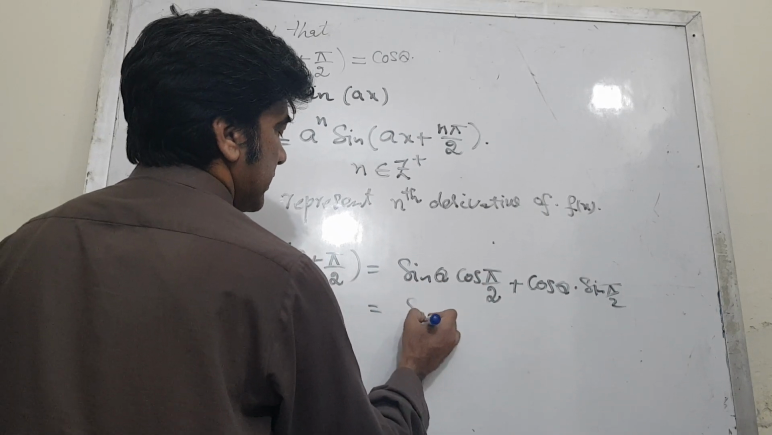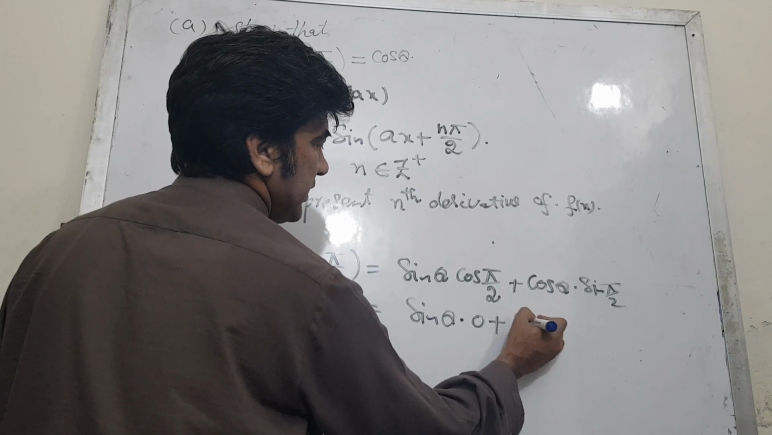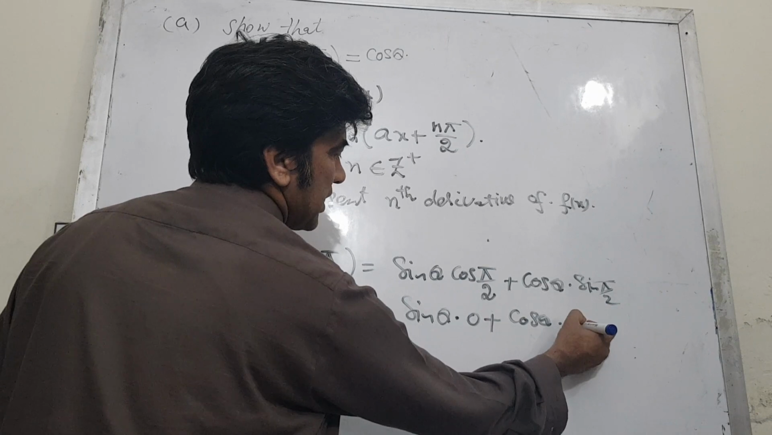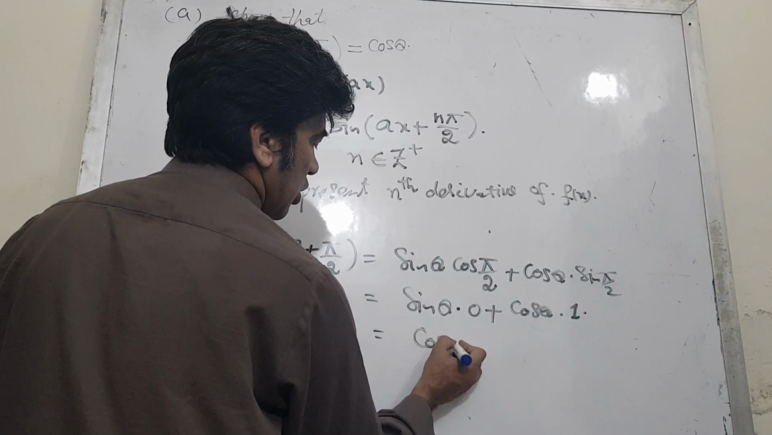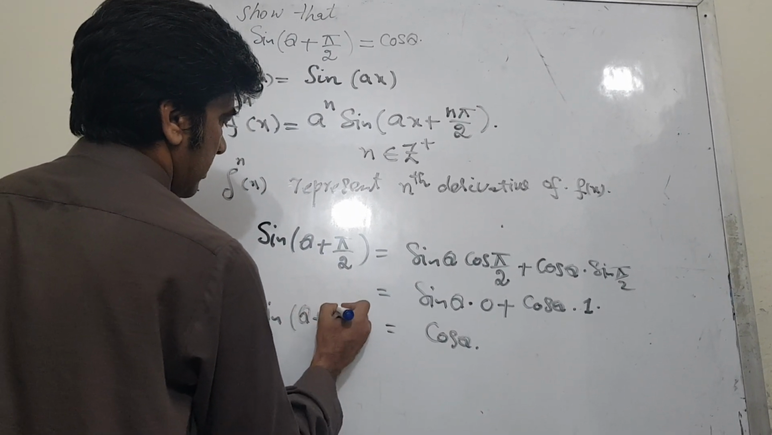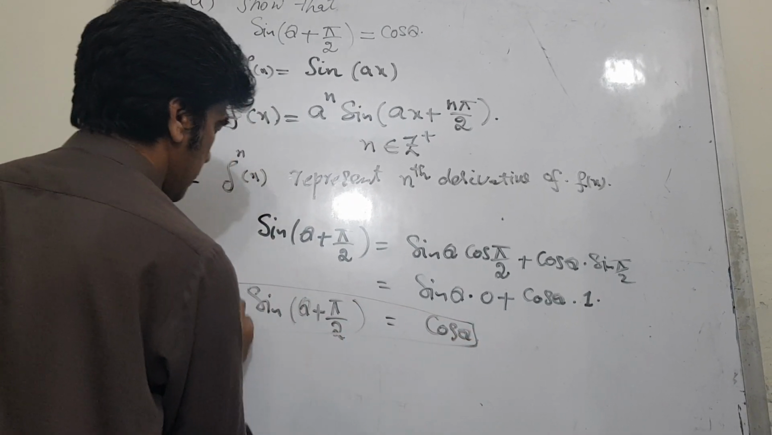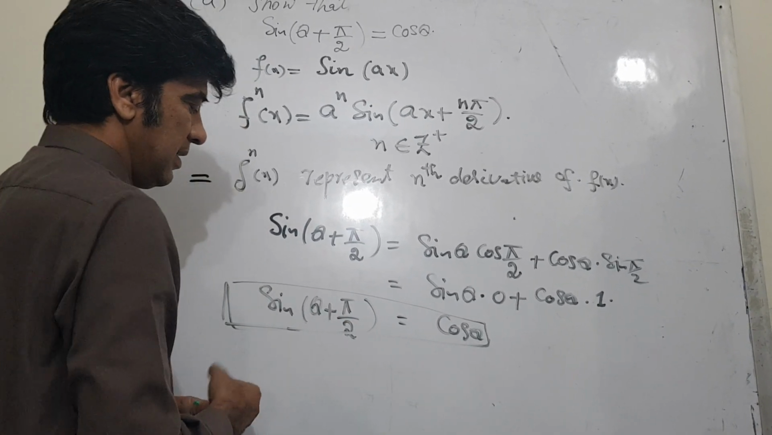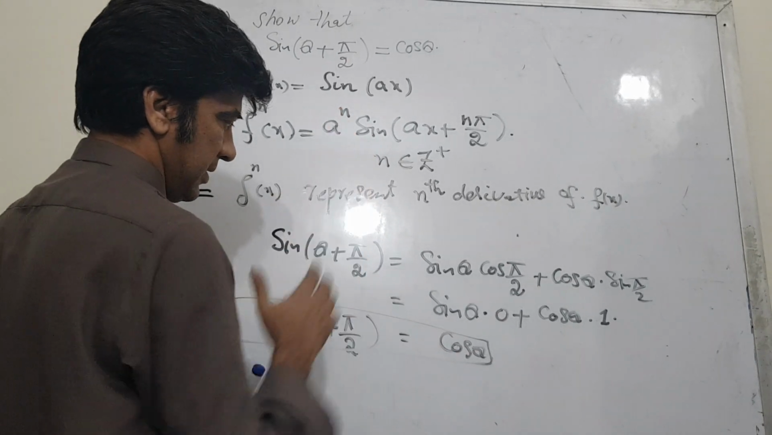So sine theta times 0 plus cos theta, and sine pi over 2 is 1. So this way you get cos theta. This was very simple, but you will need this application for the next part of this question. Okay? It's a basic identity which we use to prove that this is equal to this.